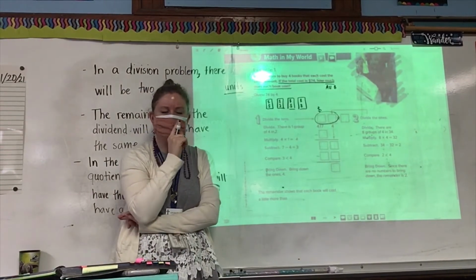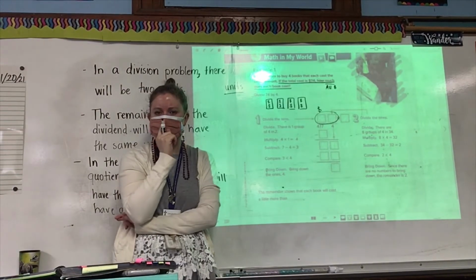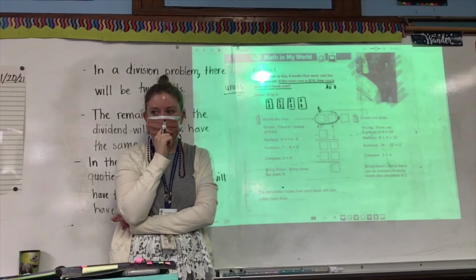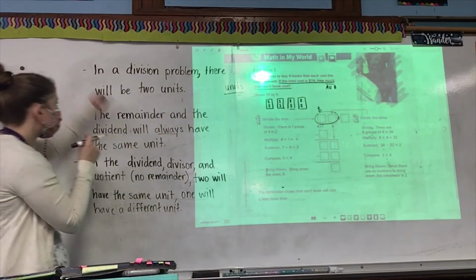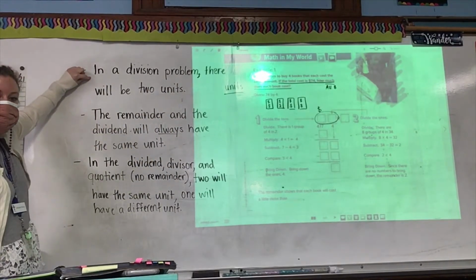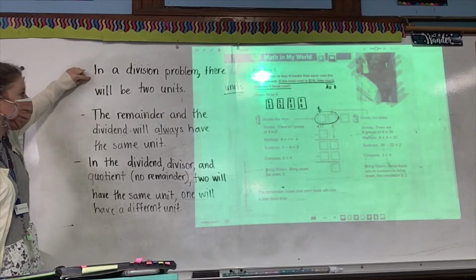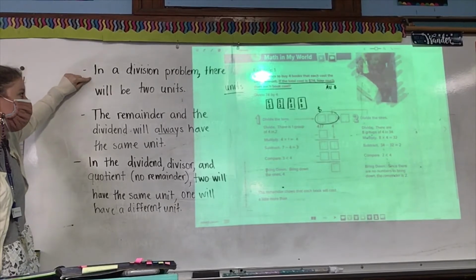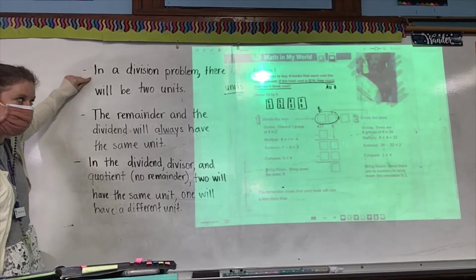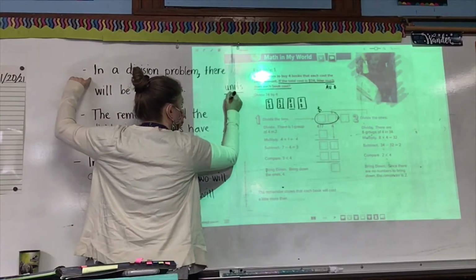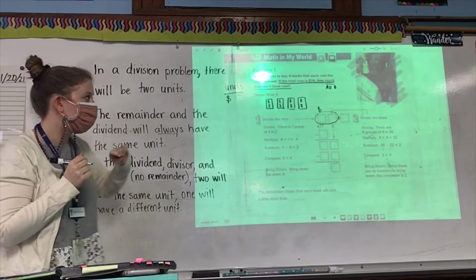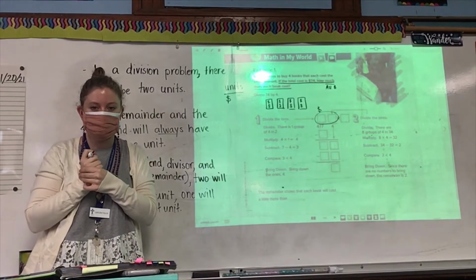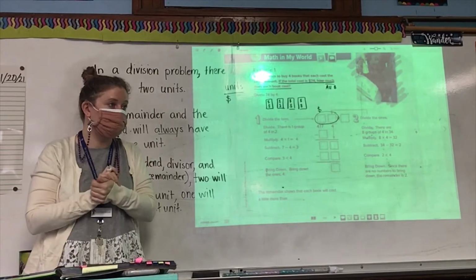You do look at your notes, but that's not the part of the notes that tells us there's going to be 2 units. Smith? In a division problem, there will be 2 units. Look at your note. Find where it tells you that there's going to be 2 units. It says, in a division problem, there will be 2 units. So we figured out one of our units is money. How many more units do we need to find? Carla? 1 more.